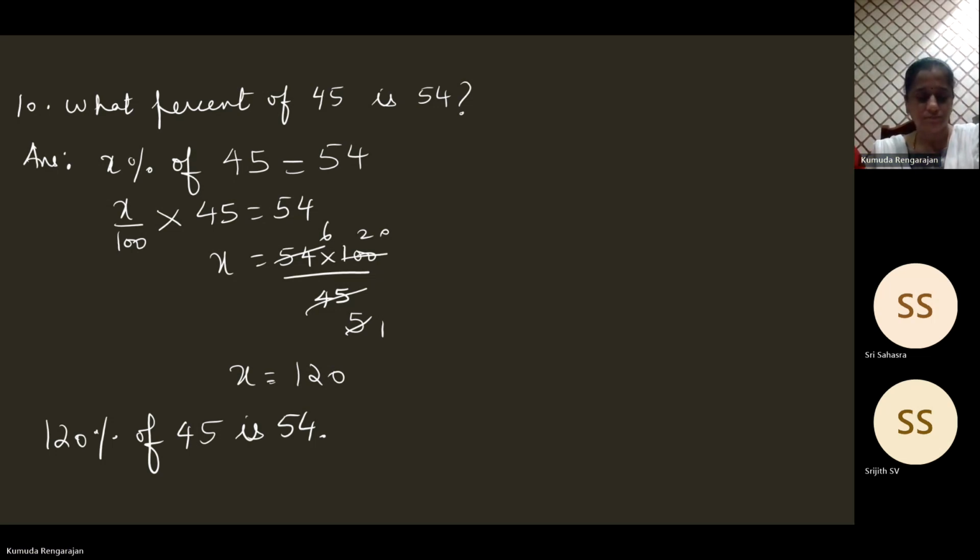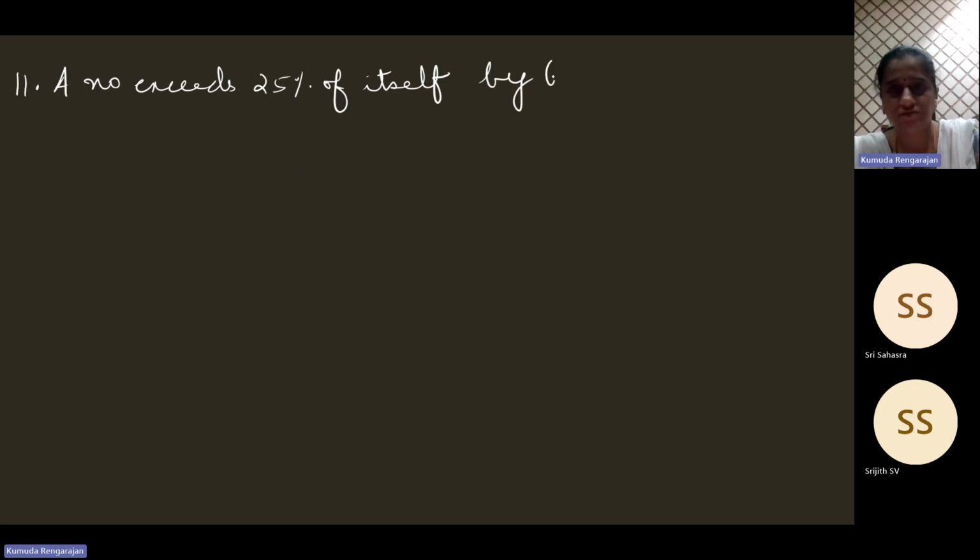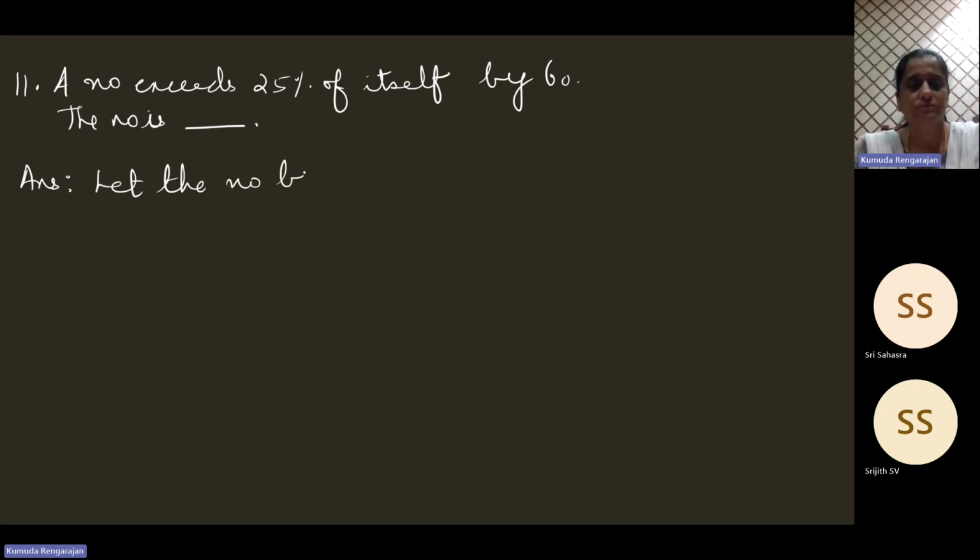Yeah, next one. A number exceeds 25% of itself by 60. Can I say this once? X minus 25 x by 100. And they have given the hint. A number exceeds 25% of itself by 60. Let the number be x.